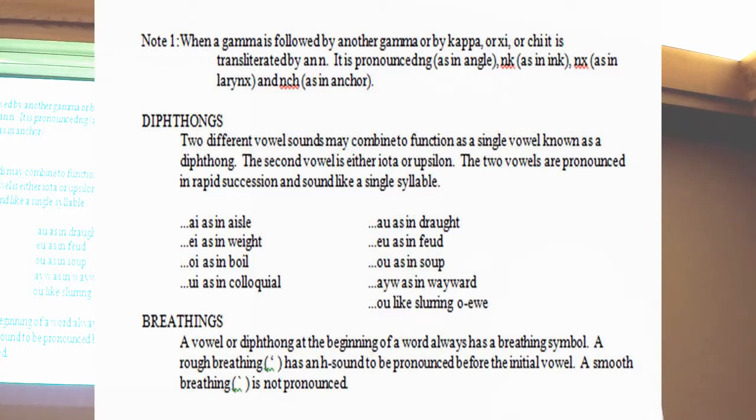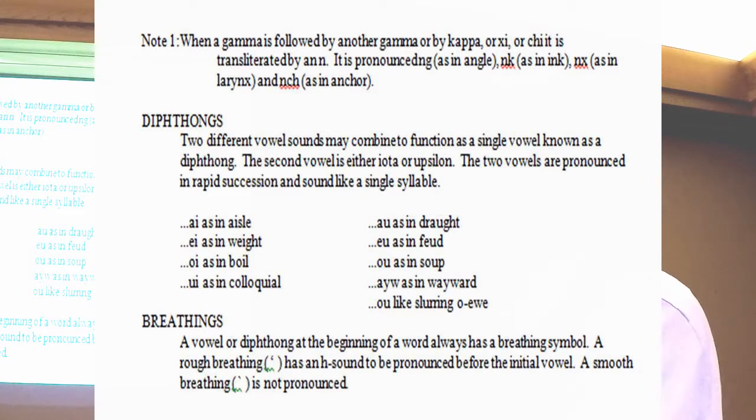The other thing that's special is when there are two vowels that are together. And so the sounds combine to form a single vowel. So the second vowel is an iota or an upsilon. So if it's an iota, that second vowel is that I, the iota. It has the sound of I, or EI, epsilon, iota, is like a sound, as in wait, and so forth.